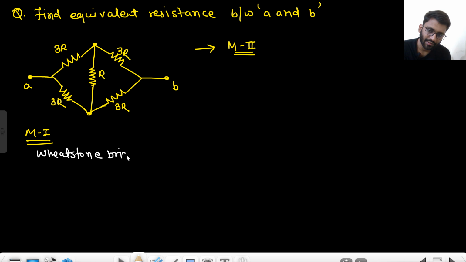Is it a Wheatstone bridge? The multiplication of these two equals the multiplication of these two: 9R square equals 9R square. Yes, this is a Wheatstone bridge. That means the current in R is 0, so we can simply consider it as an open circuit. There is no current, so basically this will be our final circuit.